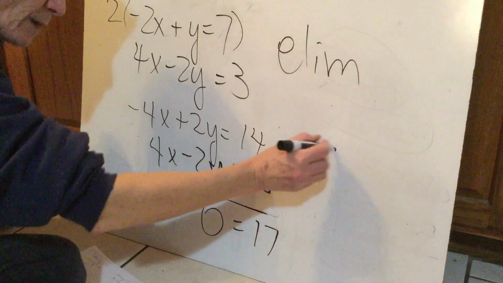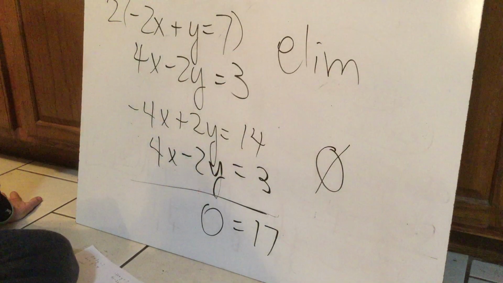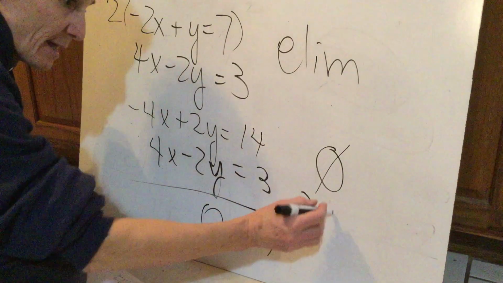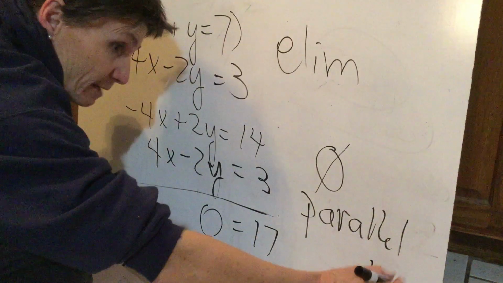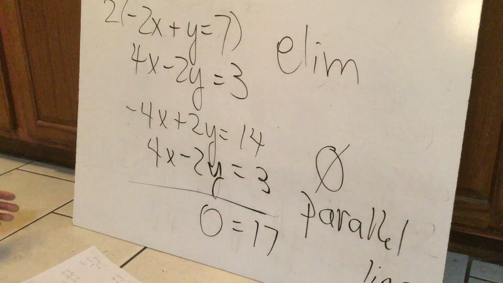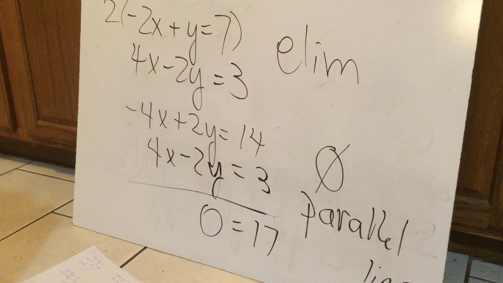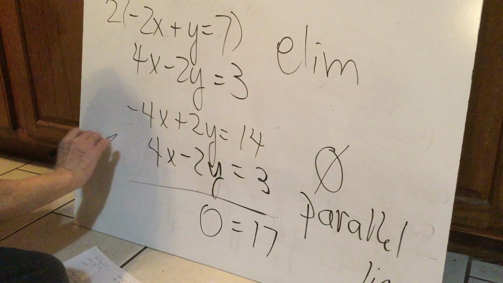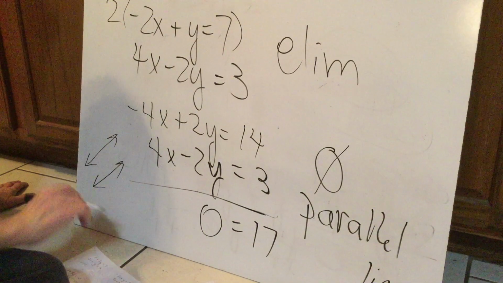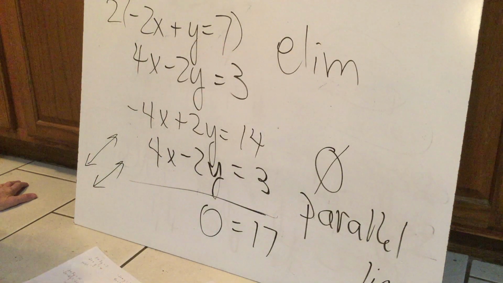So you can either write empty set, indicating there's no solution. You can say they are parallel lines, which is actually a great way to say it. But empty set is fine too. There's no solution. These are parallel lines. They do not intersect. If you graphed them, they would look like this. They are parallel to each other.